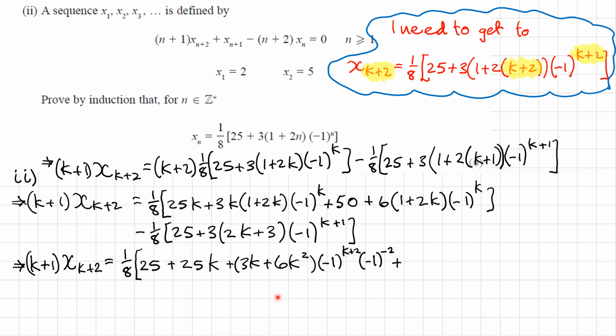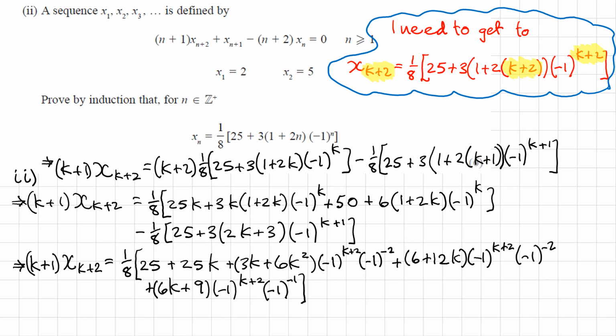The 50 we've already dealt with. We put that and taken away the 25. I'm going to expand the brackets here. So I'll have 6 plus 12k. And I'm going to do the same thing with the power and do k plus 2. And to balance it out, negative 1 to the power negative 2. Then the 25, that's been dealt with. And then I expand the brackets here, so I get 6k plus 9. And I'll do the same thing, the power. I want this to the power k plus 2. So to balance it out, do negative 1 to the power negative 1. And that will become the same as this, power k plus 1.